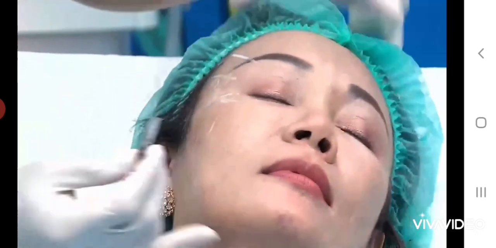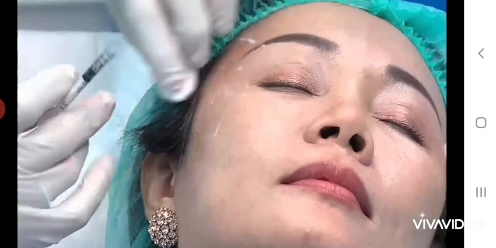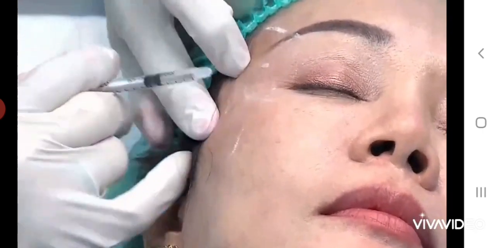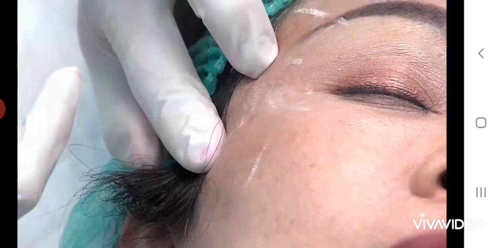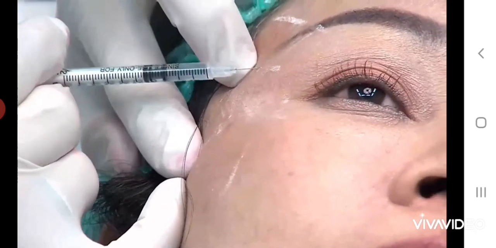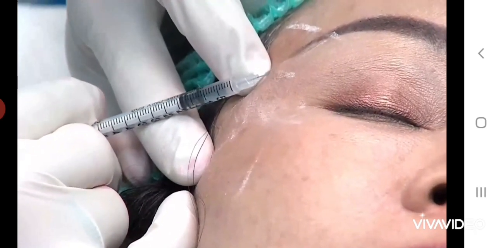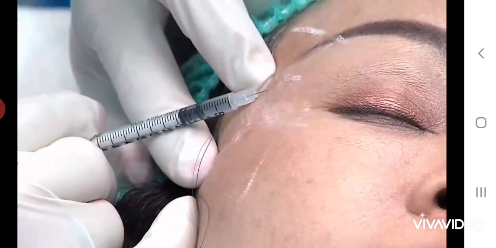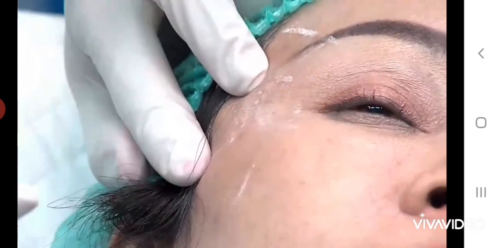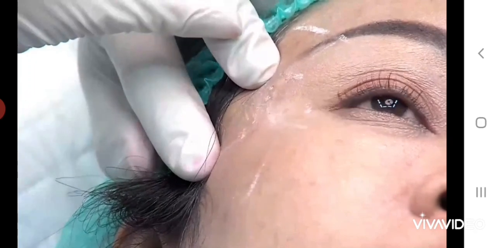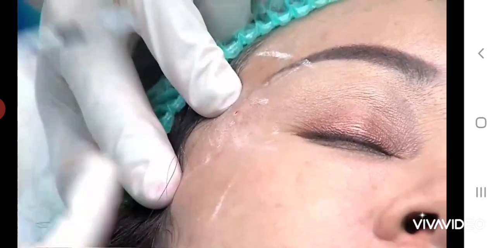Okay. In this case, the line is here. So I inject here, about 2 units here, 2 units here. Okay, 2 units here. You see that? Very little, very little. I divide 2 units into here. It's just superficial, and I think that it won't go to the frontalis. That's it. You can inject like this.